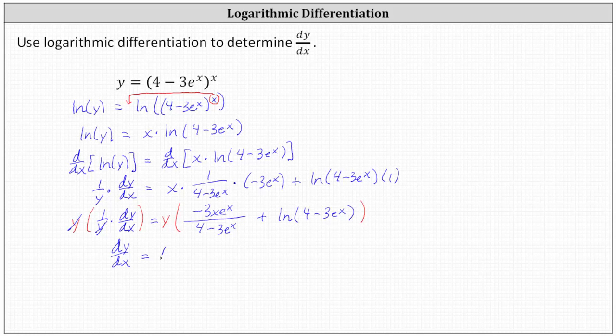This gives us the quantity 4 minus 3e^x raised to the power of x times the sum inside the parentheses, which is negative 3x e^x divided by the quantity 4 minus 3e^x, and then plus natural log of the quantity 4 minus 3e^x. And we'll go ahead and leave the derivative function dy/dx in this form.